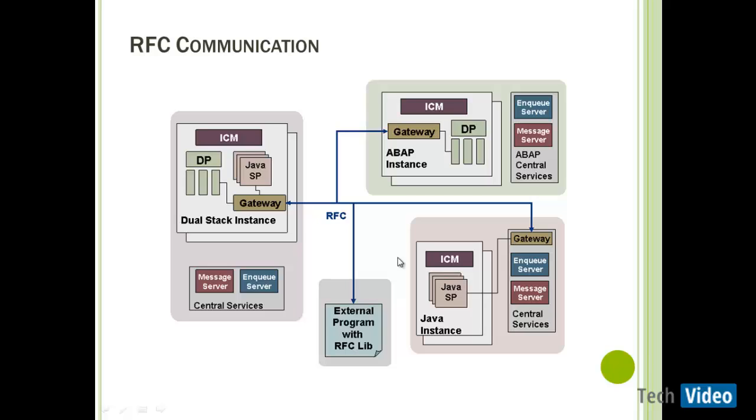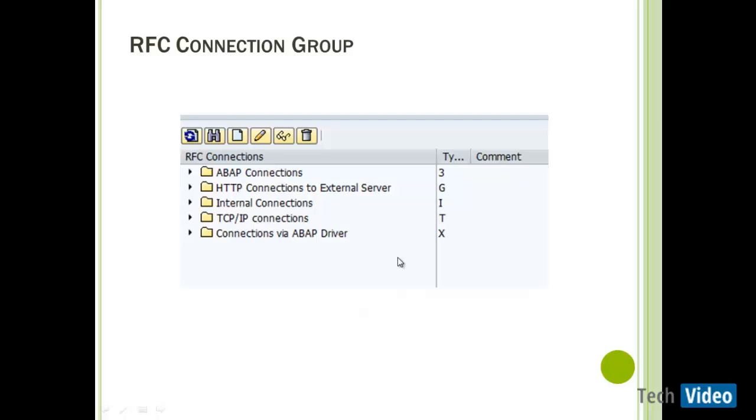And RFC has different groups. Okay, let's go to the next presentation. You can see the RFC connection groups. We have ABAP connections, HTTP connections to an external server, internet connections, and TCP/IP connections. So we have mainly 4 different types of connection.